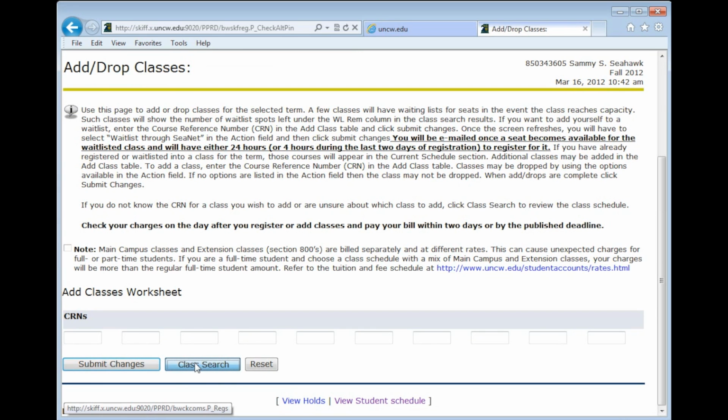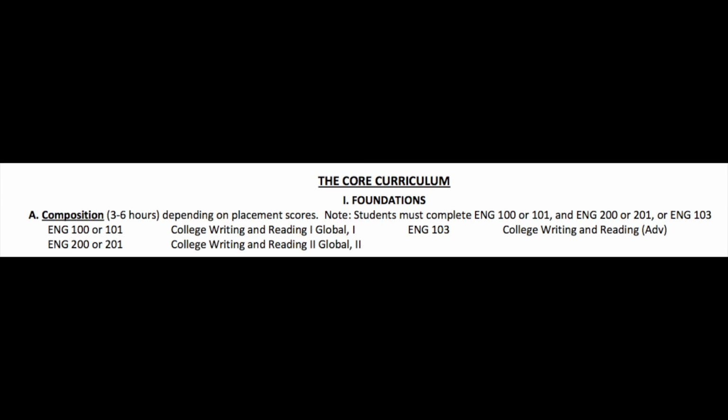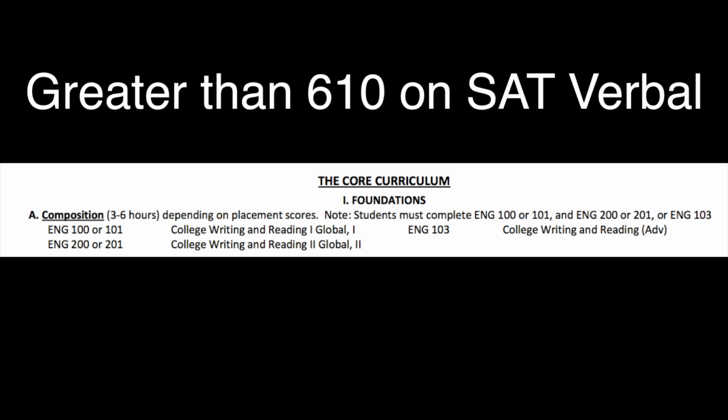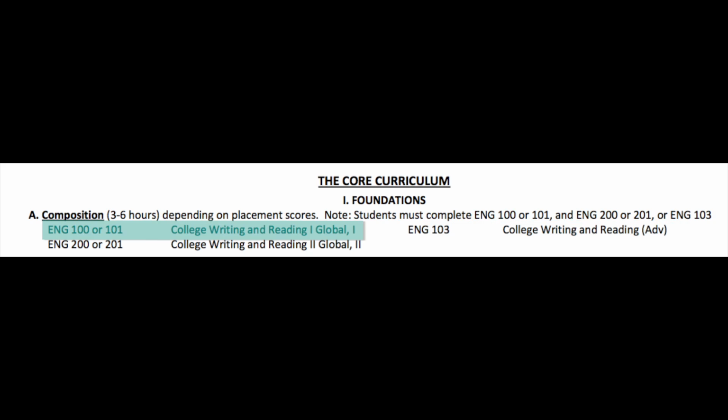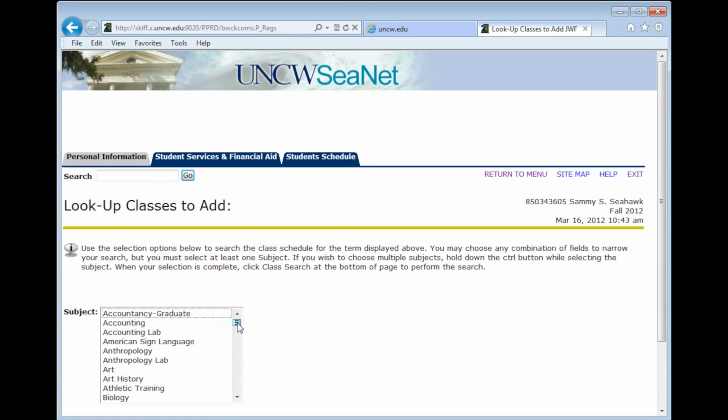The first class we will look for is English. Students who made higher than a 610 on the SAT Verbal or higher than a 28 on the ACT should sign up for the English 103. Otherwise, students should sign up for English 100 or 101. For the example, we will be registering for English 101.